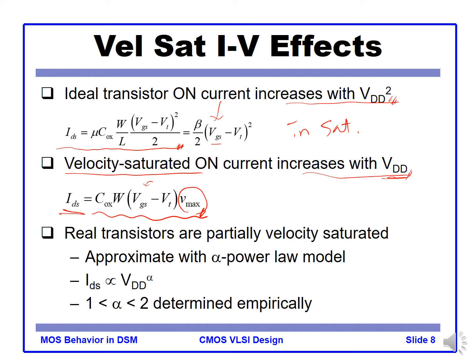In an actual transistor we are working on, the behavior is typically somewhere in between the square law model and the linear model. So the current is proportional to VDD to the power of alpha, where alpha is somewhere between 1 and 2. We can find alpha empirically. From the measurement, you can extrapolate or interpolate those numbers.